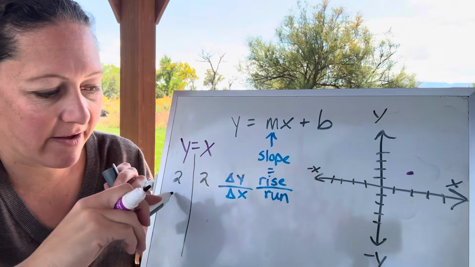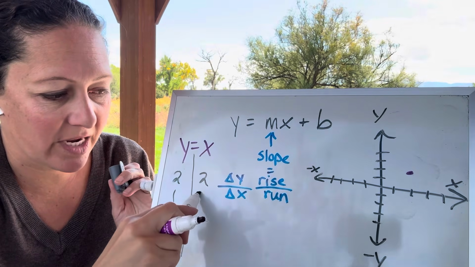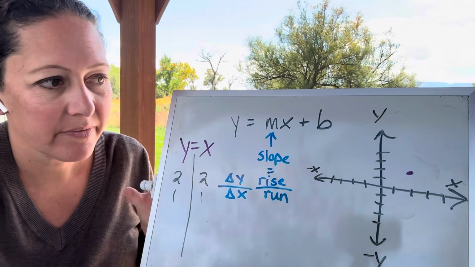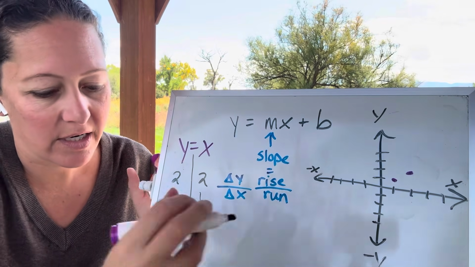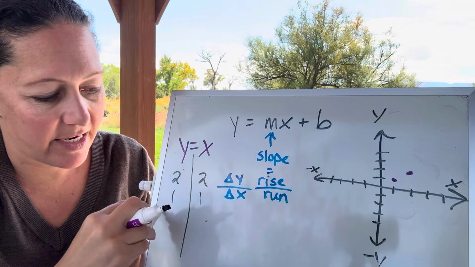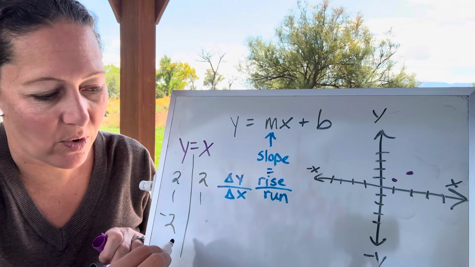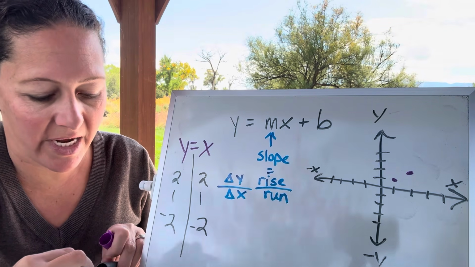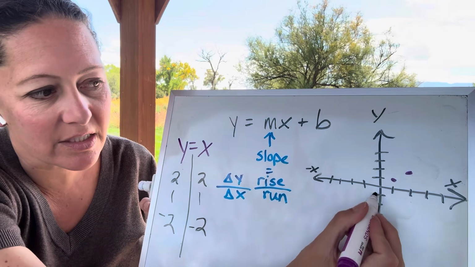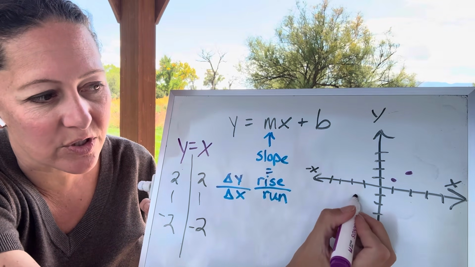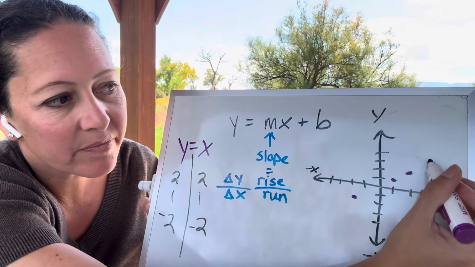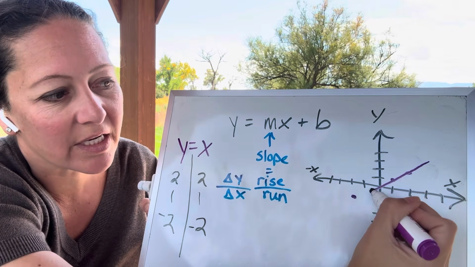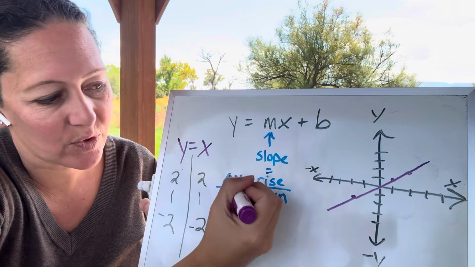Over here, if I have a 1 on my y, that would mean I have a 1 on my x. So 1 on my x and 1 on my y, I put that right there. If I have a negative 2 on my y, I have a negative 2 on my x. Let's see what that looks like. Negative 2 and negative 2. I put that right there. If I connect all of these, I only needed 2 points to connect. That's what you're looking at here.